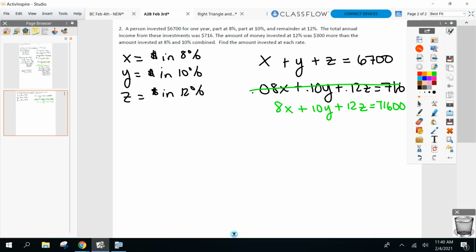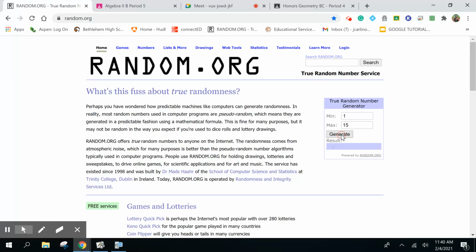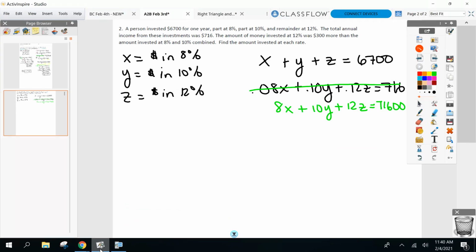The amount of money invested at 12% was 300 more than the amount invested at 8 and 10 combined. All right, so I'm going to need a little help here. Ella, deep breath. Here you go, Ella. You ready? Yeah. Okay. The amount of money invested at 12%. What did I call that? What variable? Z. Okay. So the amount I invested at 12%, Z, was, here we go, equals 300.